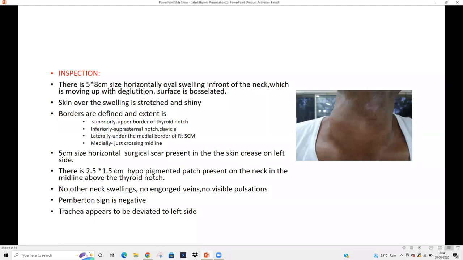There is a 5 centimeter size horizontal surgical scar present in the left skin crease on the left side. There is a 2.5 to 1.5 centimeter hypopigmented patch present in the neck in the midline above the thyroid notch. No other neck swellings, engorged veins, and no visible pulsations noted. Pemberton sign is negative, and trachea appears to be deviated to the left.